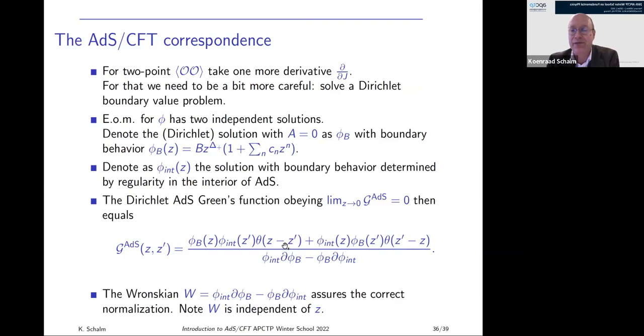This is then a negative number. So that seems to be incorrect. This should be a positive number, right? And then you see that this is phi B of Z, phi interior of Z prime. So as Z goes to 0, this dominates and indeed it vanishes. Okay, and here the other way around.